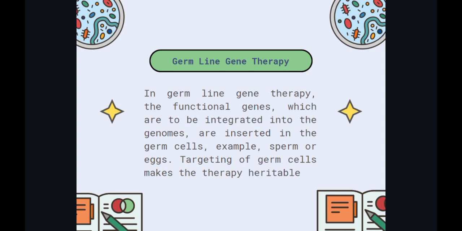So it potentially eliminates the transmission of certain genetic diseases to future generations. However, this technique is currently highly debated and ethically complex due to its long-term implications and potential unforeseen consequences.